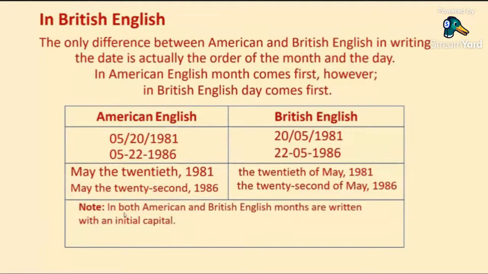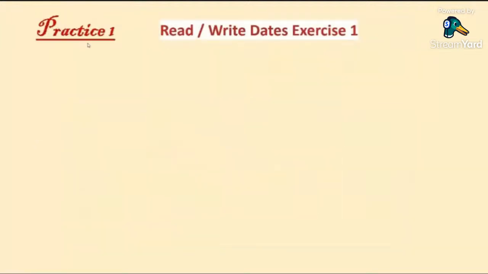Note, in both American and British English, months are written with an initial capital. For example, May, June, July, and so on. The following slide is a practice exercise. Practice 1. Read and write dates, exercise 1. You have 5 seconds to give your answer before I'm gonna move on to the next item and give you the correct answer. If you think 5 seconds is not enough, you can pause the video.